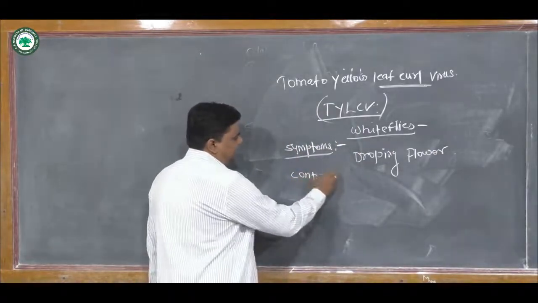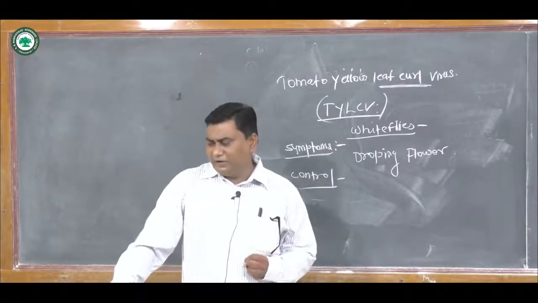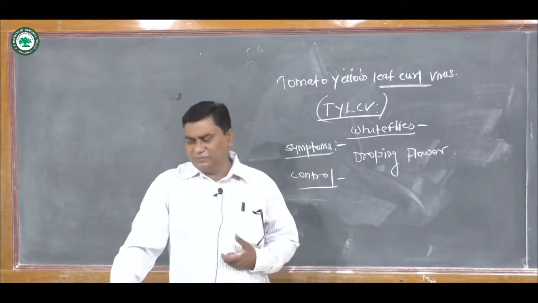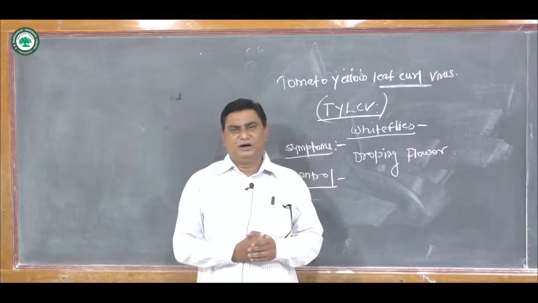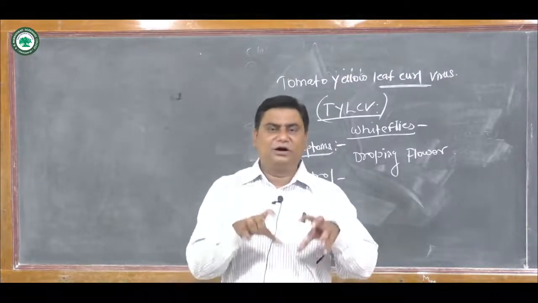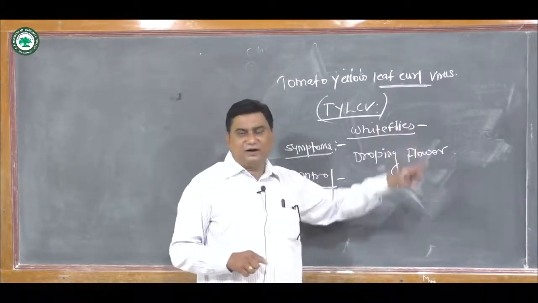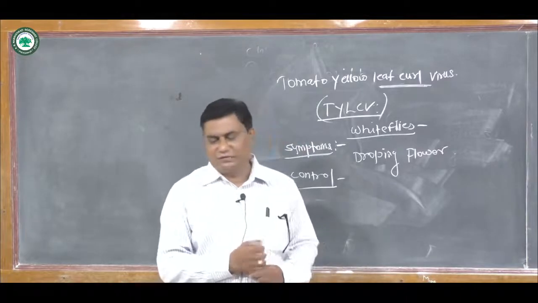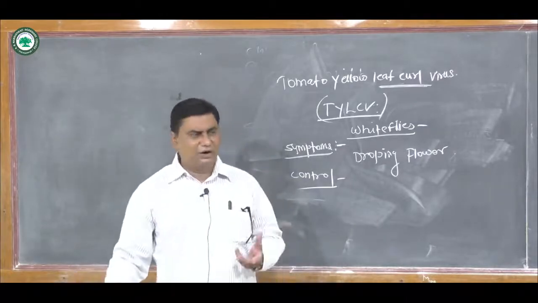Then what are the control measures of the disease? Removal of the plant with initial symptoms may slow the spread of the disease. Pulled out infected plants should be immediately bagged to prevent the spread of the white flies feeding on those plants, because white flies spread this disease. I already told you the disease is not seed-borne, but it is transmitted by white flies. So these are what we call viral diseases.